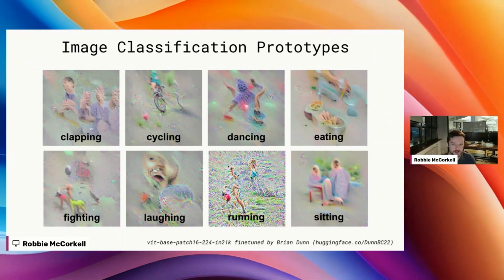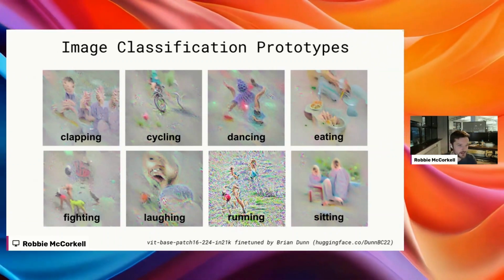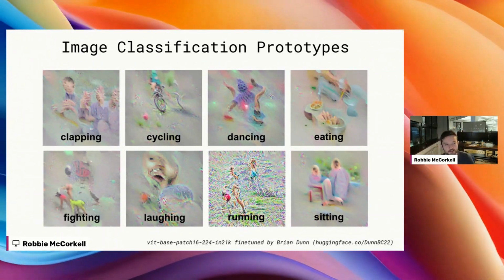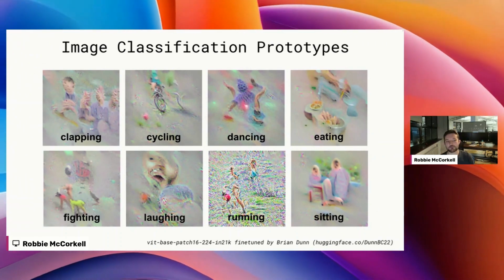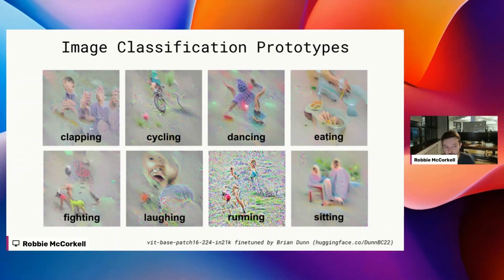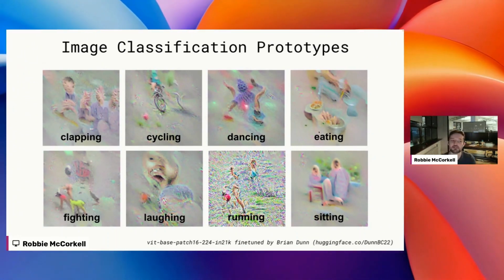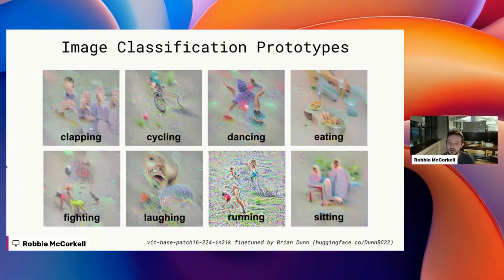So other examples on here. Maybe eating, you think, well, it's probably learned pictures of generic food, but maybe it's not going into someone's mouth. Depending on your use case, that might be a problem.